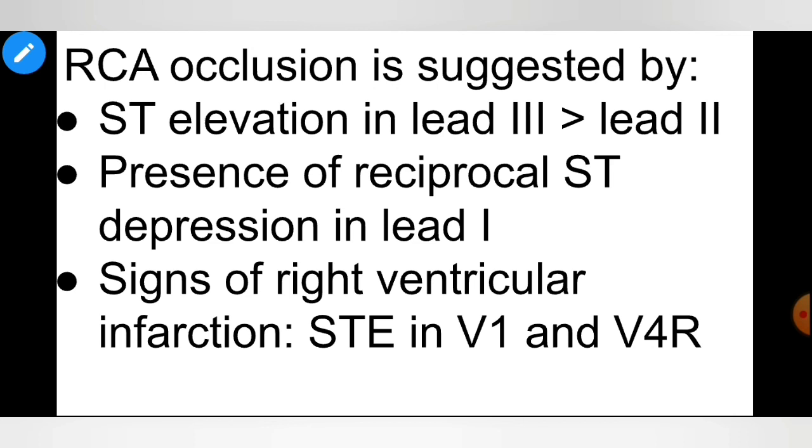So now how will you differentiate whether the inferior wall MI is caused by RCA or left circumflex on EKG strips? There are certain patterns that will help you in that. ST elevation in lead 3 greater than lead 2 points toward RCA occlusion. Presence of reciprocal ST depression in lead 1 and aVL points toward RCA occlusion. While if there is evidence of right ventricular infarct, that is ST elevation in V1 and dominant R wave in right-sided V4, then certainly this will point toward RCA occlusion. Again, note it. ST elevation in lead 3 greater than lead 2. Presence of reciprocal ST depression in lead 1. Sign of RV infarct on EKG.